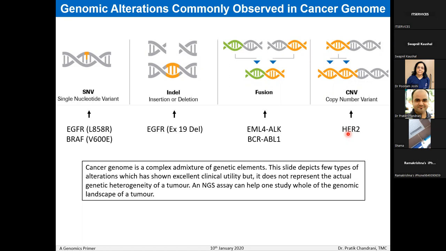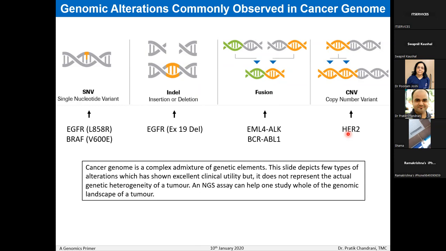We have seen certain tumors in which a particular oncogene has 50 copies in a single cell. Now, any regulatory mechanism will not be able to handle 50 different genes at a time, because they are not designed to perform their regulatory mechanisms in such a case. So because of this higher number of copies, more protein is produced, and that again results in hyperactivation of downstream signaling pathways, and that's how copy number variant is also classified as a driver genomic alteration.